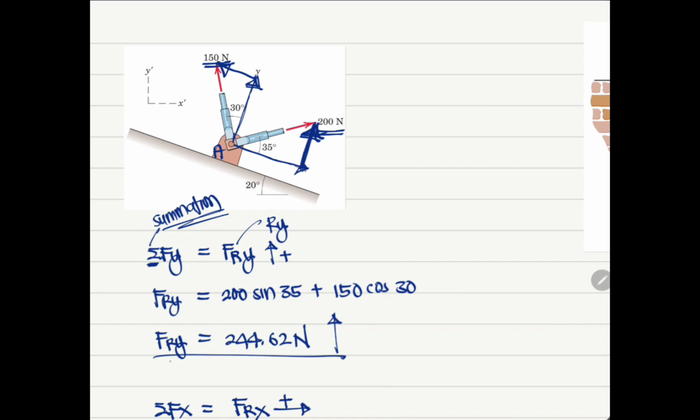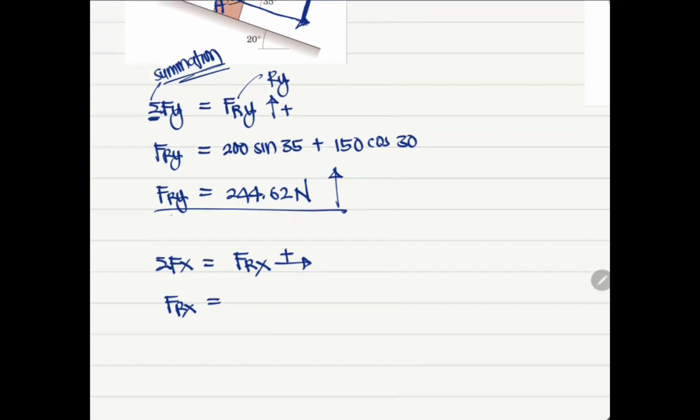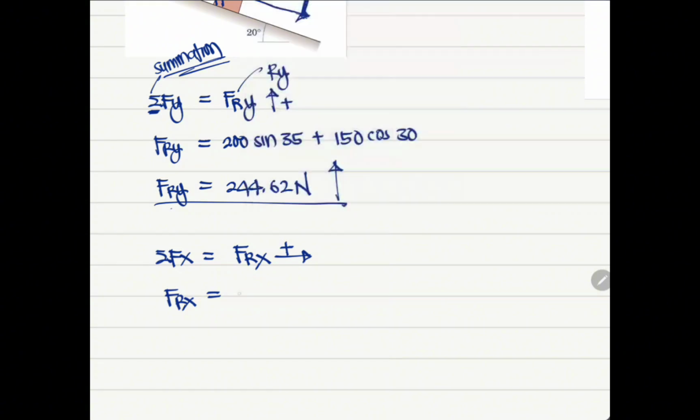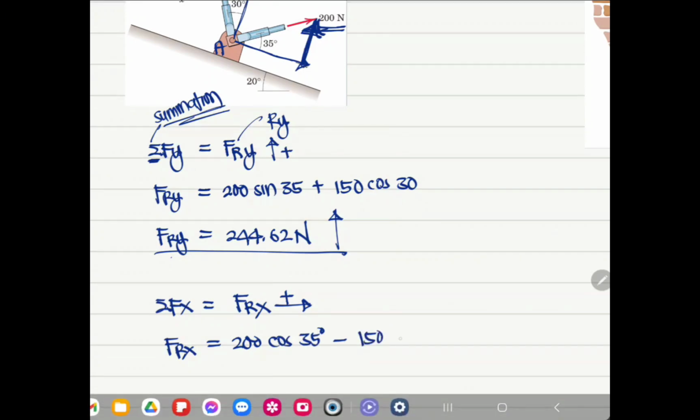So looking at the 200 newtons to the right, its horizontal component is positive. The 150 is directed to the left, so it is negative based on our assumption that all forces to the right are positive. So when you sum them up, you have 200, and the horizontal component is adjacent to the 35 degrees angle, so cosine of 35 degrees, minus 150.